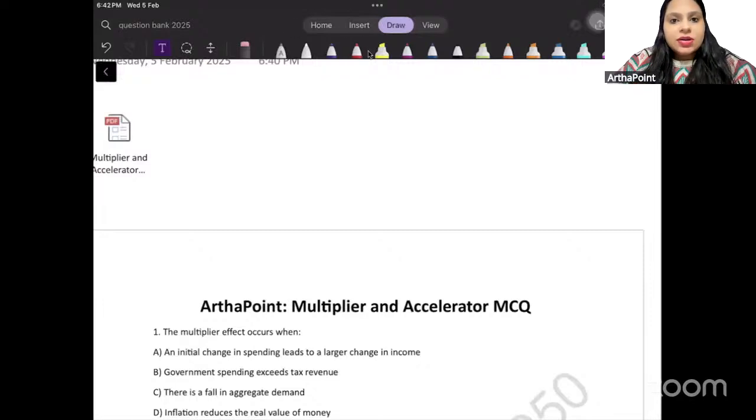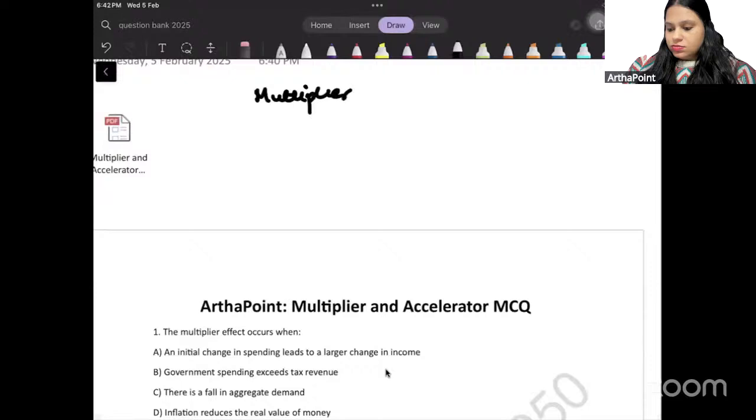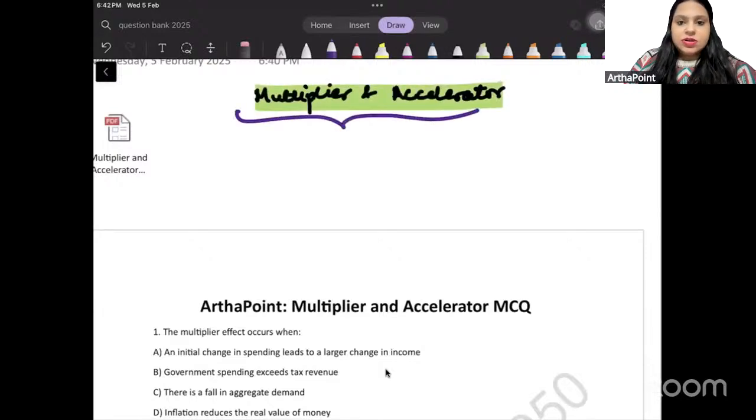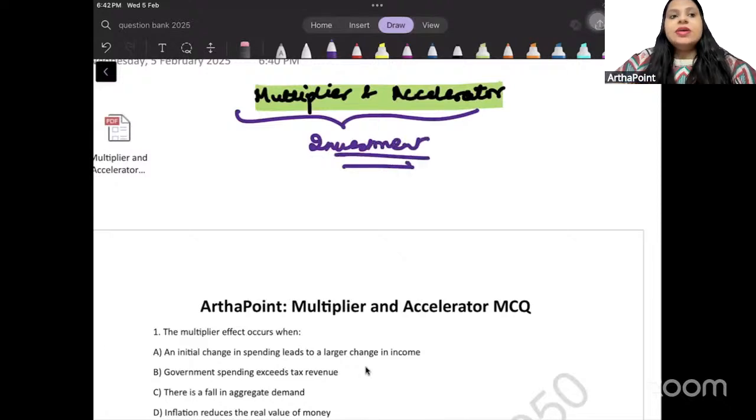Hi, good evening, everyone. Today we will be taking the topic of multiplier and accelerator. This is a topic from investment. Now, when we talk about this topic, there are three, four things important in this topic.